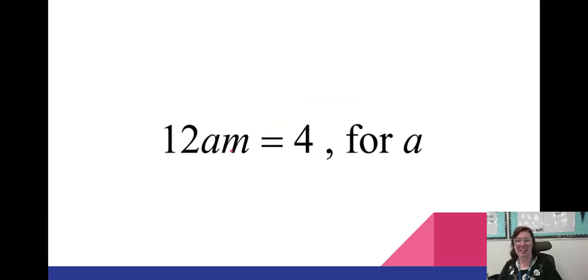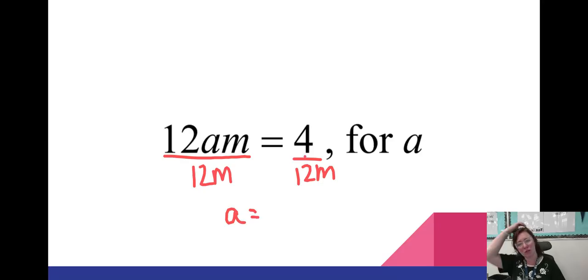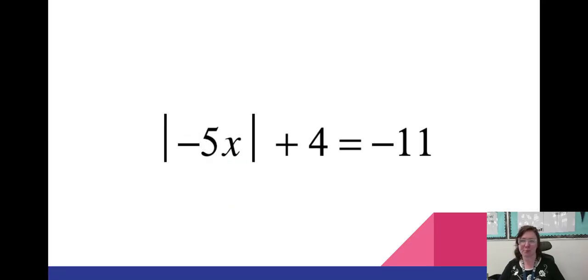Solve for a. We want a. So we have to divide by 12m on both sides of the equal sign. Now 4 over 12 can be simplified to 1 over 3 with the m on the bottom also. Get rid of the stuff on the outside, subtract 4 on both sides of the equal sign.